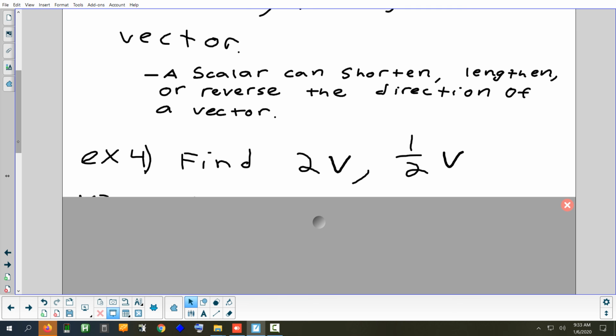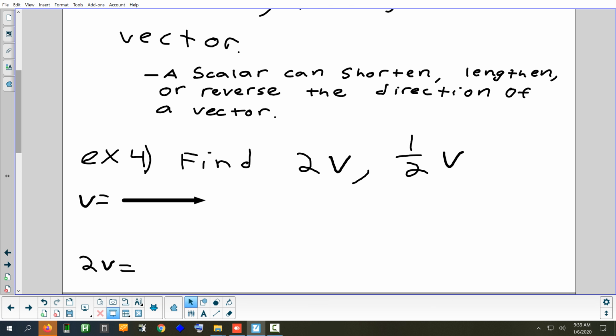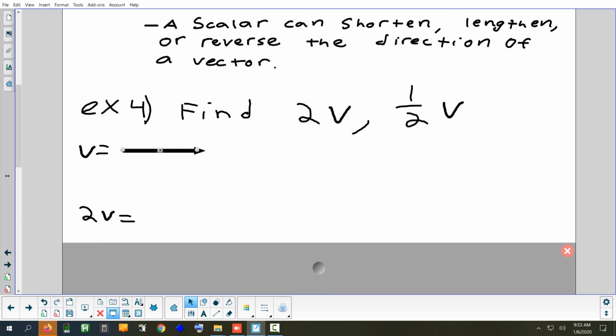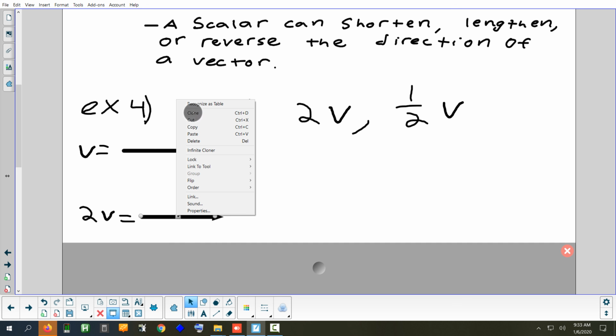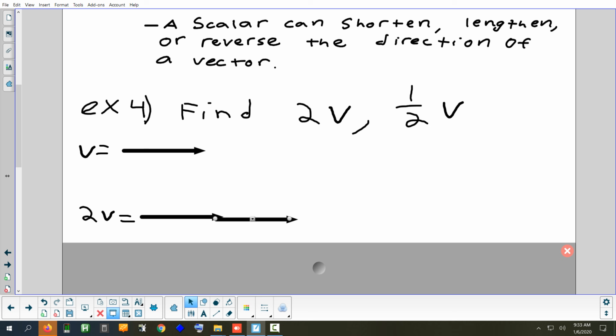So Anthony, if I look at the first one here, 2v, is that going to lengthen the vector, shorten the vector, or flip it? Yeah, that's going to lengthen it. And the easiest way, if I want to find 2v exact, is just take v, and then take another copy of v, and add them up. That's 2v, once I draw it. So 2v is exactly twice the length of the original.